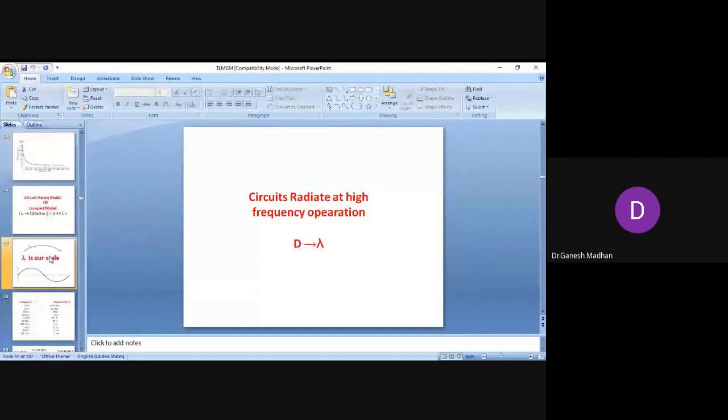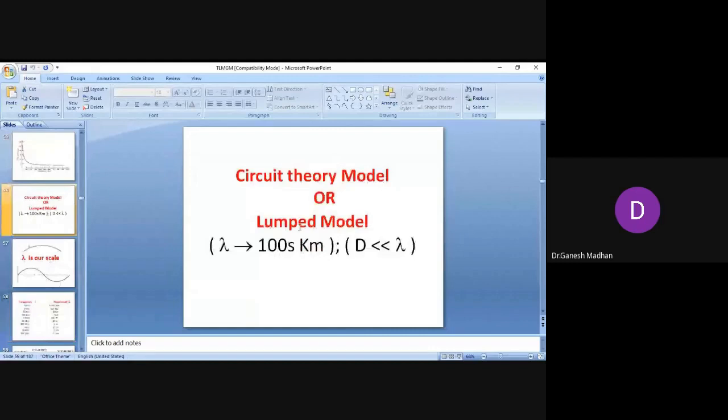So in the circuit theory model or lumped model, the lambda at the operating frequency is hundreds of kilometers, and the dimensions of components like inductors and capacitors are very, very small. This is a very important aspect or assumption for circuit theory. When this assumption is not valid, automatically transmission line effect comes into the picture.